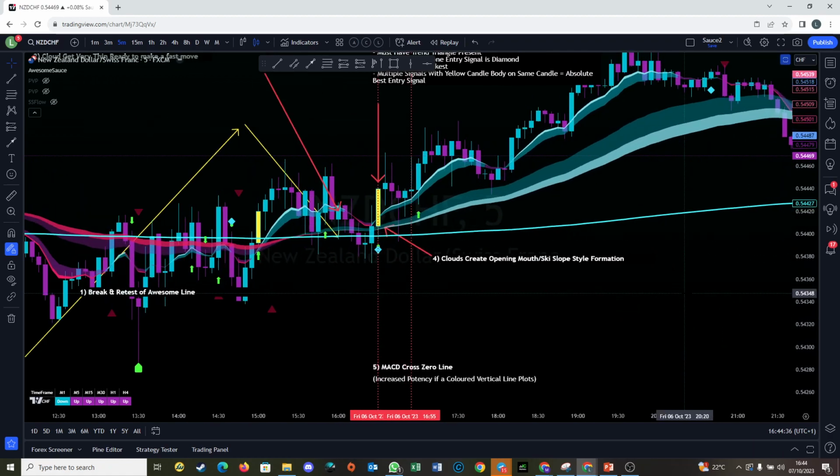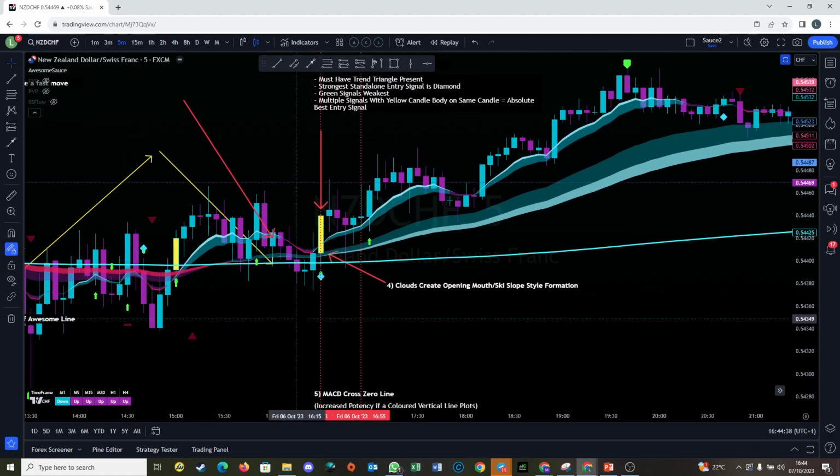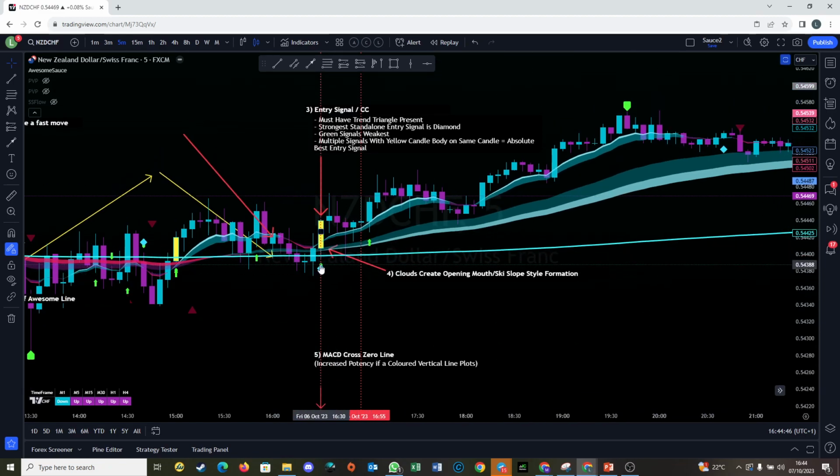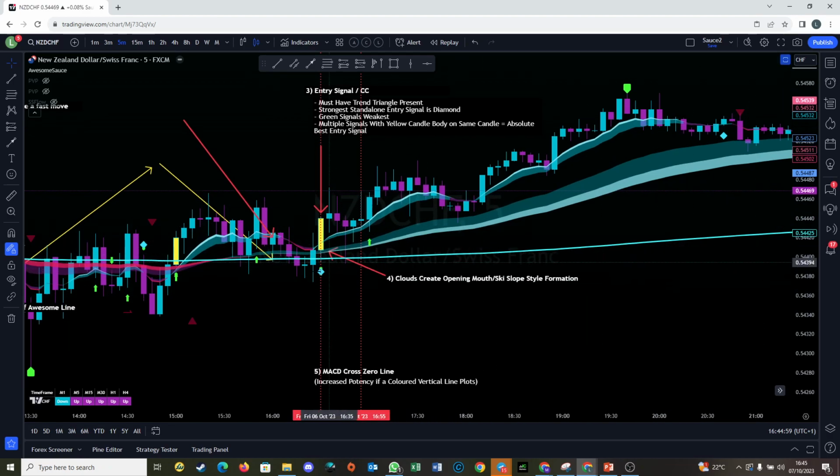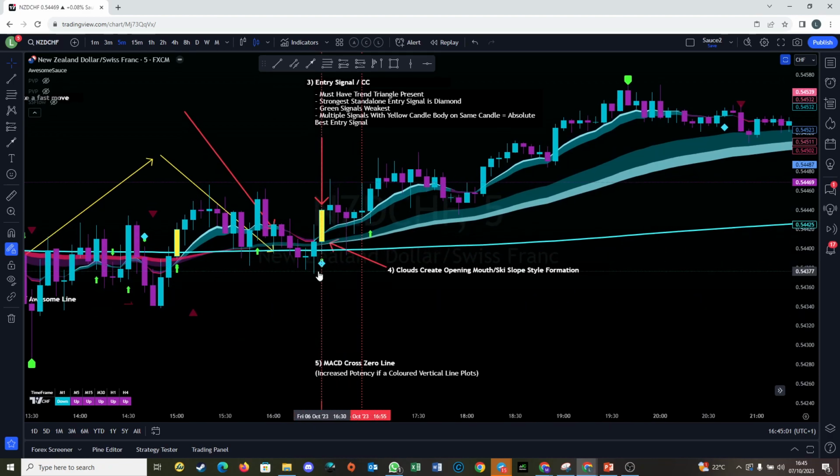And then your entry signals, the primary entry signal I look for is the diamond. They don't spawn often because there's a range of different parameters behind the scenes that cause that diamond to spawn. But if you get a diamond, you get a triangle, and you get a yellow candle body. The yellow candle body is an alignment of the DMI and a stochastic and a few other parameters behind the scenes. So that's a good additional signal that the market's ready. So diamond or entry signal with a triangle is what you're looking for.